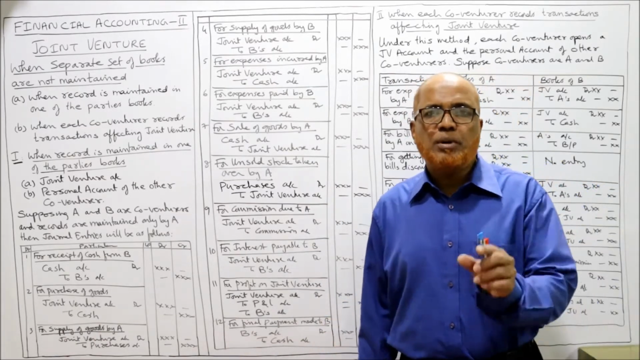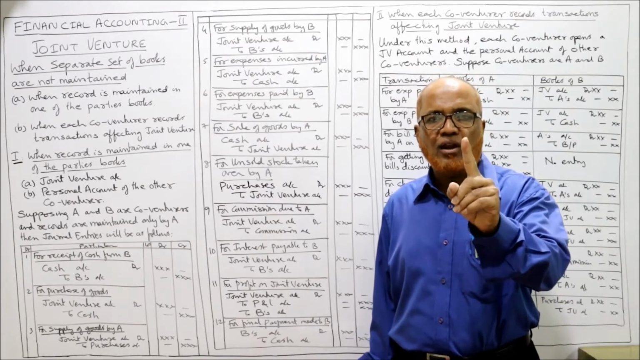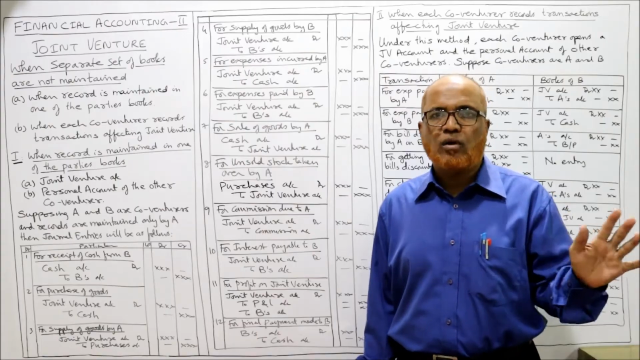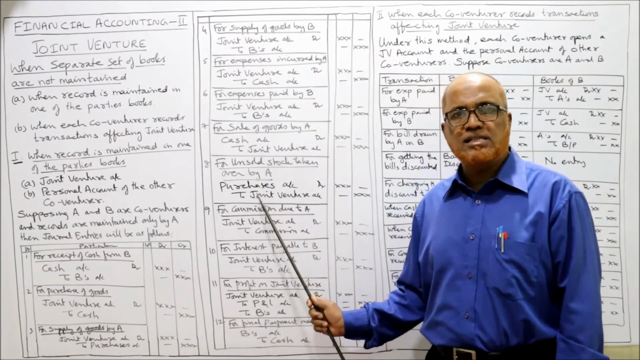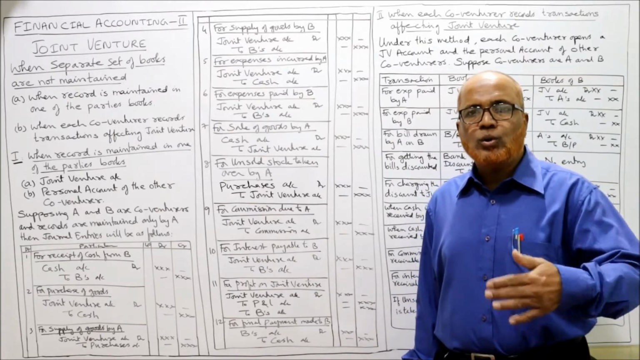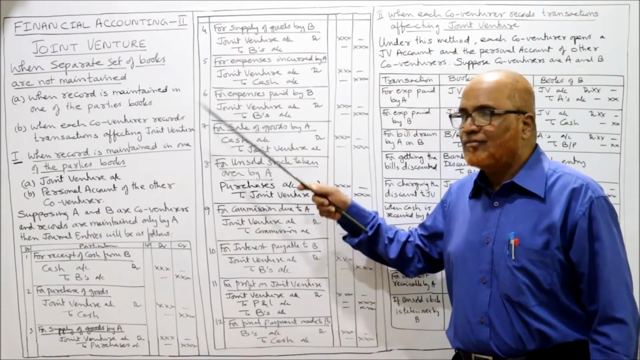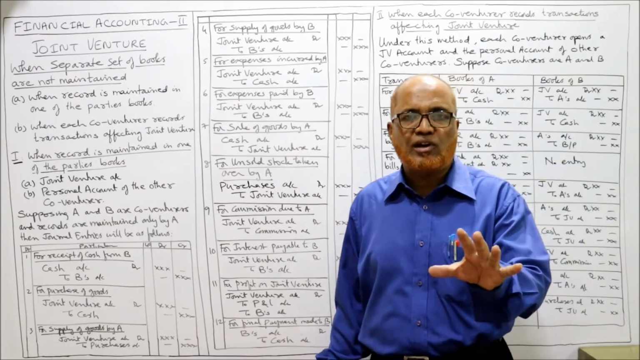These are the journal entries to be passed when accounts are maintained only by one of the co-venturers. The other co-venturer is not maintaining the accounts. In that case, these are the entries. You have to remember. So viewers, you have to watch the video again and again, 2-3 times, these entries. Then you will become perfect on the journal entries.